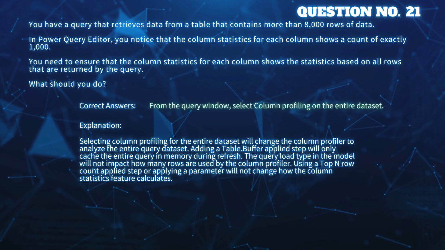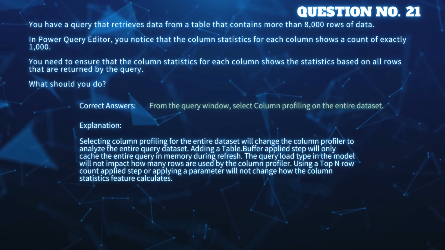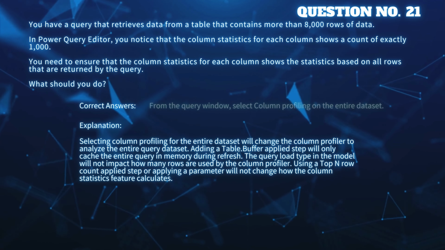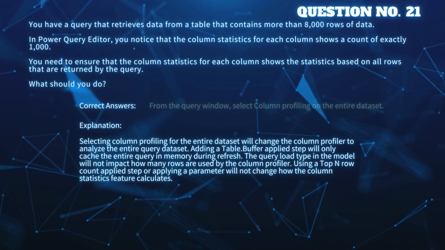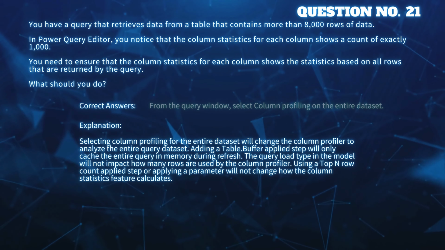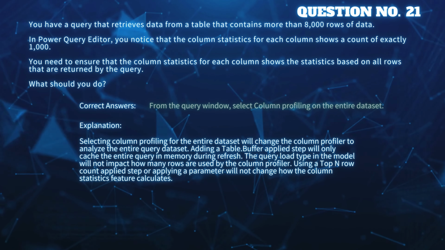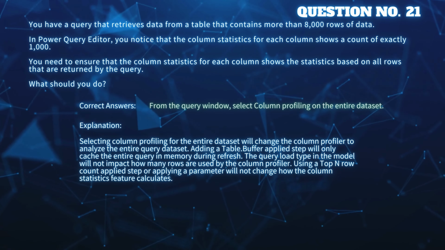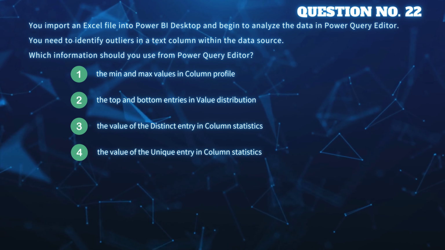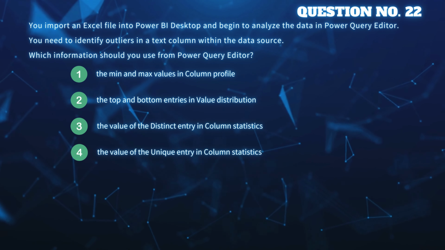Adding a table buffer applied step will only cache the entire query in memory during refresh. The query load type in the model will not impact how many rows are used by the column profiler. Using a top and row count applied step or applying a parameter will not change how the column statistics feature calculates.